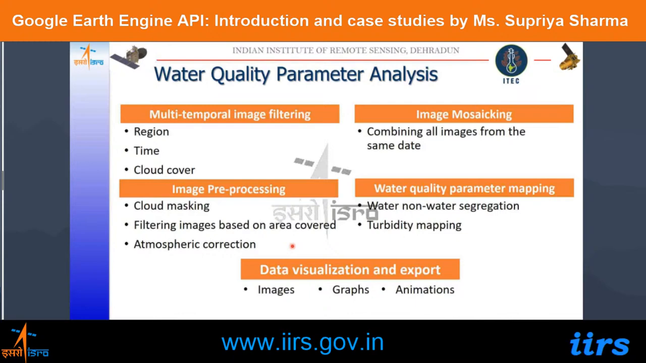Now, one region can be covered by multiple images. So we will combine all these images from the same date through the process of image mosaic. After that, we will preprocess the image, for which we will perform cloud masking. We will filter the images based upon the area covered by the image, and we will perform atmospheric correction. After the image is atmospherically corrected, we will separate the water and the non-water. Since the mapping is only to be performed over water bodies, we need to separate the non-water region, after which we will perform the mapping of the parameters. Finally, the data can be visualized and exported in the form of images, graphs, and animations.